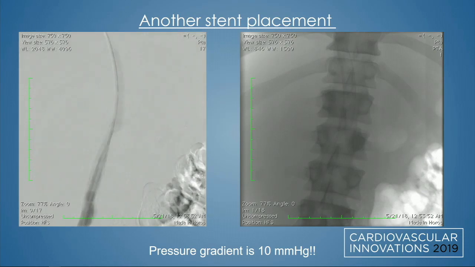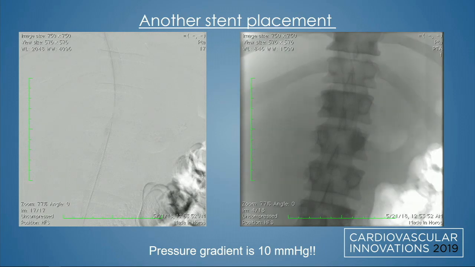So we are using another stent, which is a ball stent, 16 millimeter, and after that, we are measuring the pressure gradient, and the pressure gradient is 10 millimeter mercury. So the pressure gradient before doing anything is around 24 millimeter mercury, and after doing 2 stents in the IVC, the pressure gradient now is 10 millimeter mercury.